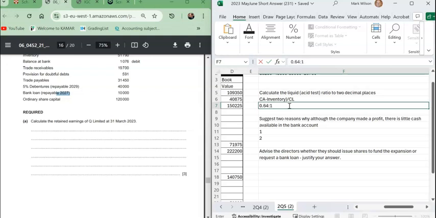So it means for every dollar of liquid liabilities, we've got 64 cents of liquid assets to cover it. So we might have difficulty covering our debts in the short term because we've only got 64 cents for every dollar that we owe.